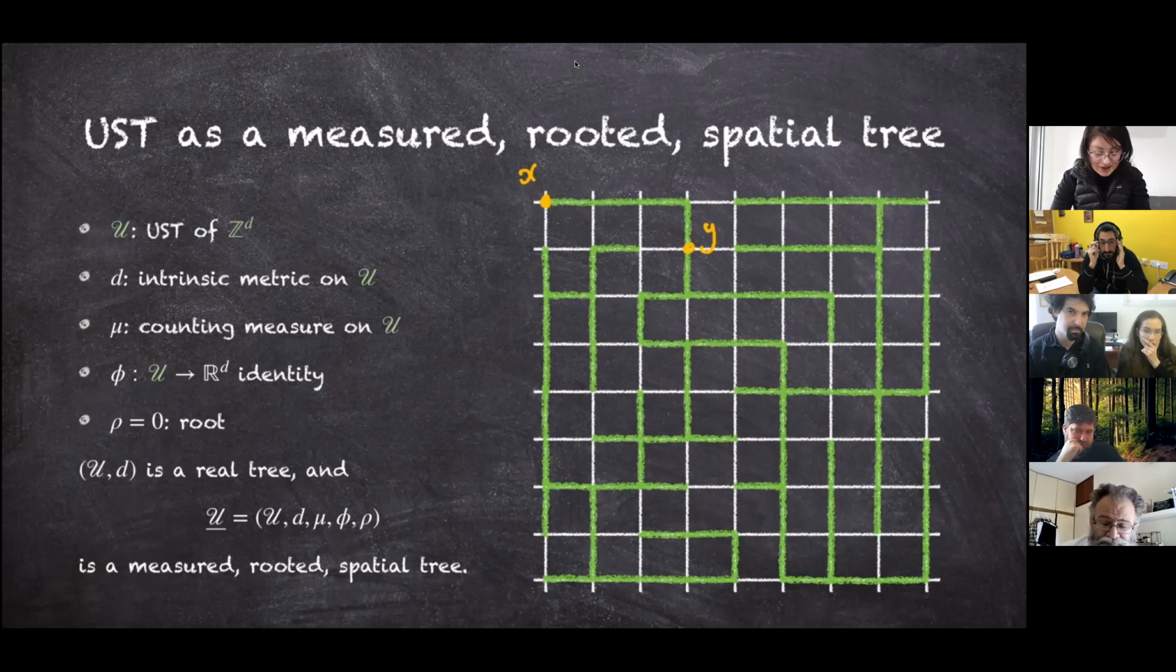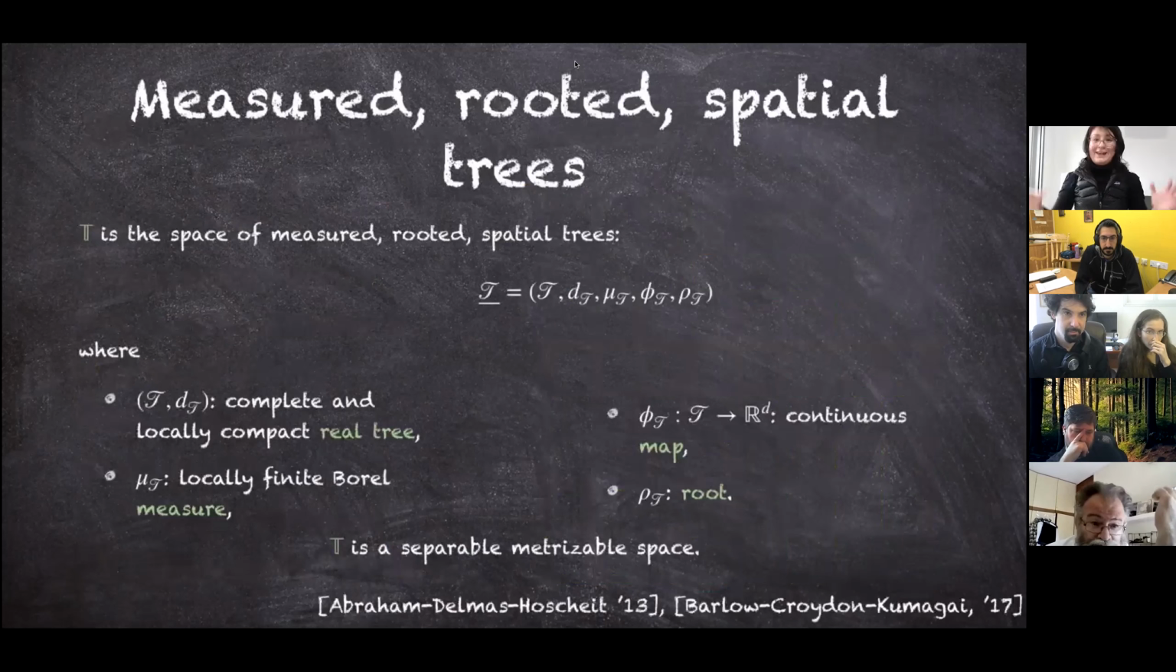And this is a spatial tree because if I only look at U with the distance, this defines a real tree, in the sense that it is a metric space on which I cannot embed a homeomorphic copy of the circle. And it is spatial since I have this embedding, and measured and rooted because I actually have these extra elements. So you can now see the uniform spanning tree as a random element of a measured rooted spatial tree. And of course, we have a space of all the measured rooted spatial trees.